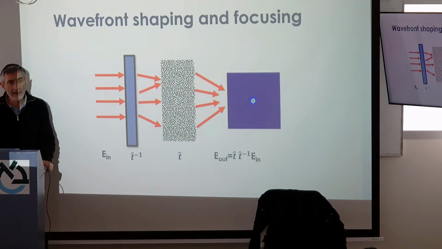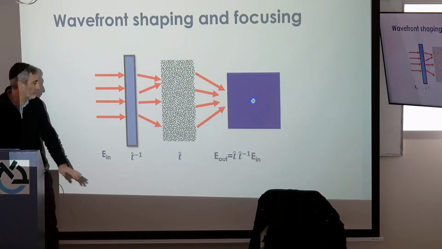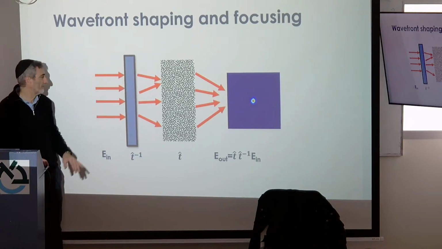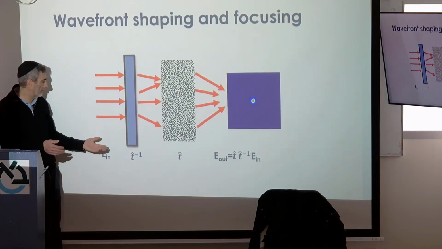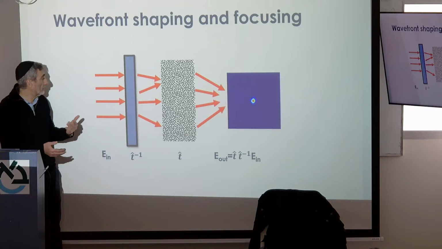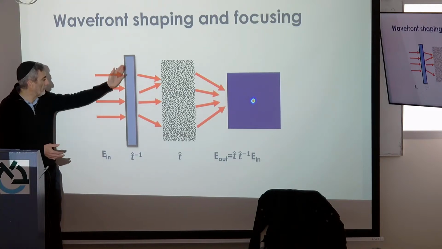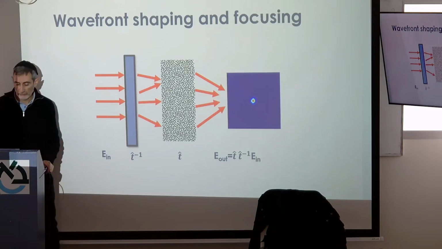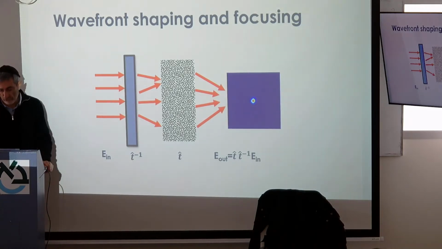So how can we realize that? How can we guess what should be the inverse of this matrix? How can you shape it? What should be the phase diagram here that will shape the wavefront correctly to obtain focusing on the other side?